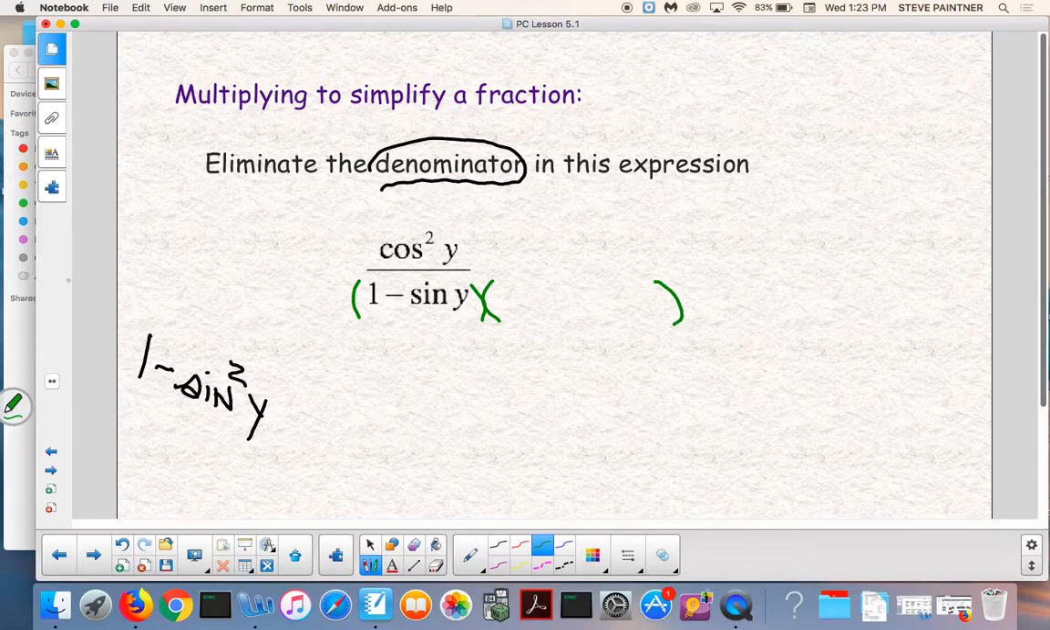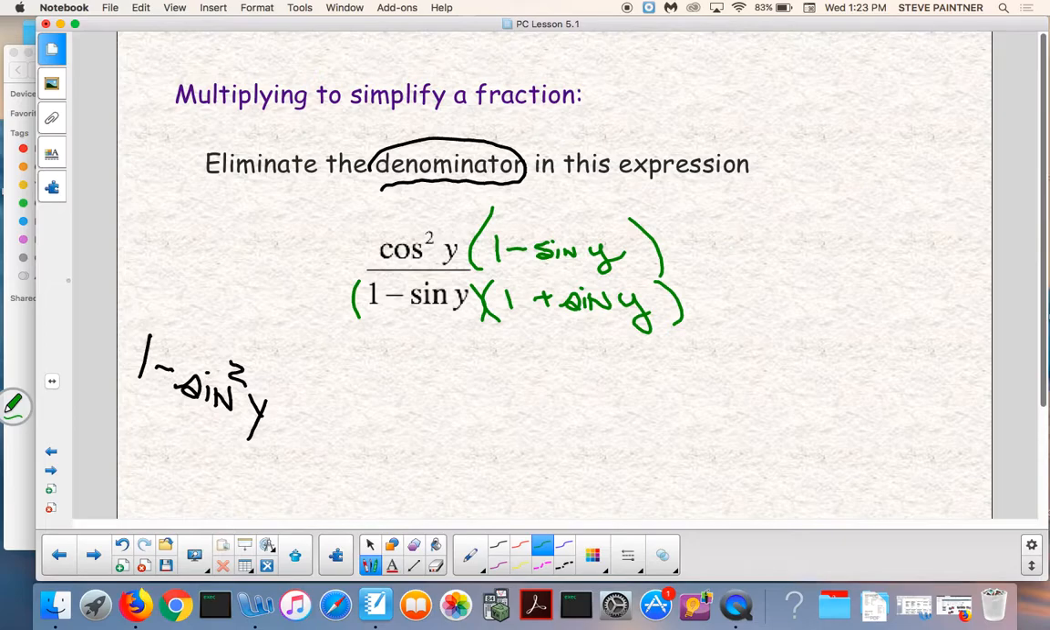You guys remember the conjugate? 1 plus. 1 minus sine? How about 1 plus sine? Do it. See what happens. Do it on the top. 1 minus sine. Now this is a trick. This is just a trick that will help you simplify.